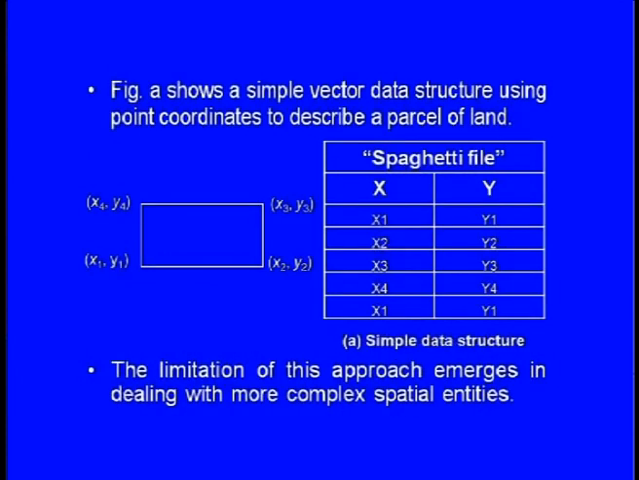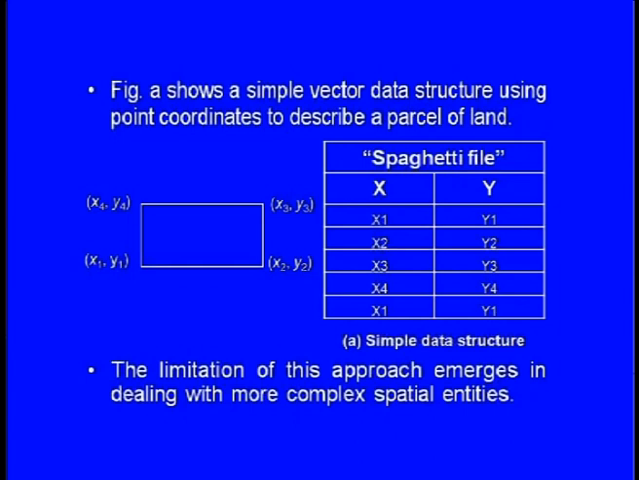Here in this particular figure, a very simple vector data structure using point coordinates is used to describe a land parcel. A very simple land parcel shape has been considered, which is rectangular in shape. So, it has 4 corner points. Each point has been designated by discrete x and y values.